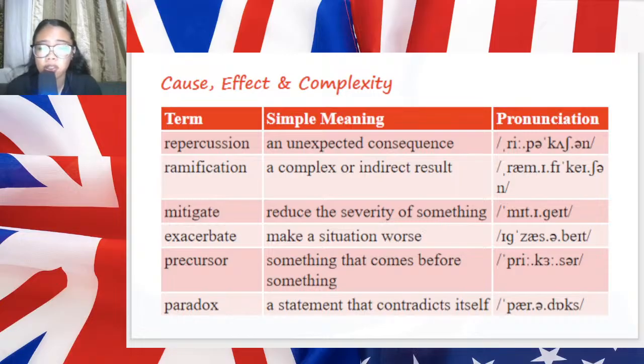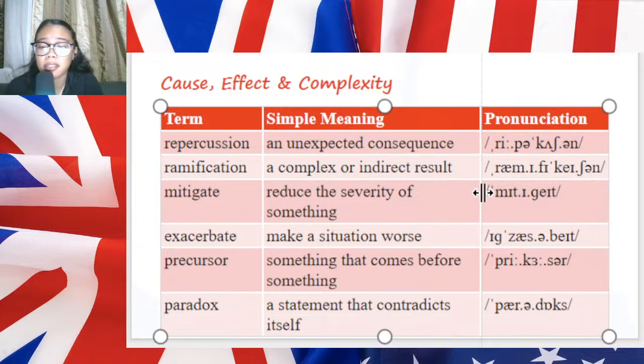Pronunciation-wise, we start with ram, which has a short vowel sound, and then followed by e alone, and then third is fi, which has a short e vowel sound, and then kush. The fourth syllable is kay, which has a diphthong A sound. And tion, shun, is the last part of the word. All in all, we get ramification. Again, ramification.